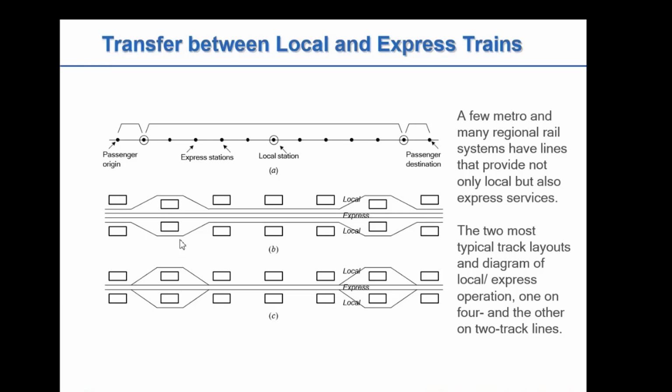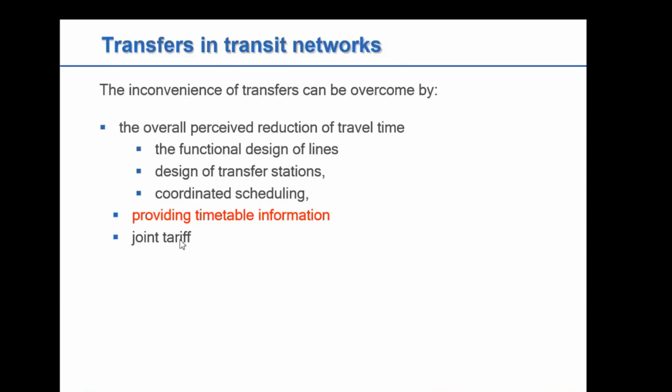Local lines will usually be taken by passengers who want to go for a shorter journey, while the express line is for someone who wants to go from the outer ring to the inner ring in less time, because it will not stop at every station.